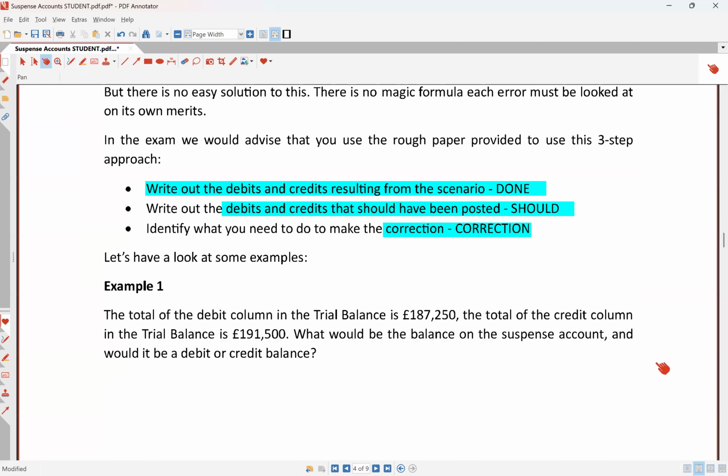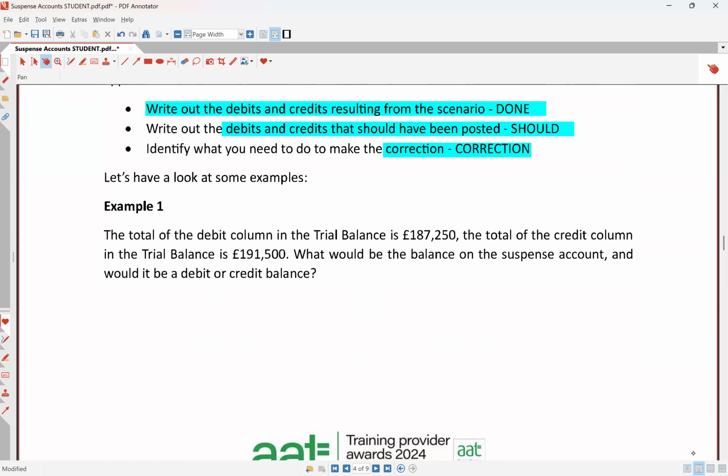Now, first off, let's identify very much a level 2 type question here. The total of the debit column in the trial balance is 187,250. The total of the credit column in the trial balance is 191,500. What would be the balance on the suspense account and would it be a debit or a credit balance? So if we've got these totals, I'm a very visual person, I need to see this. So I've got debits as 187,250. So pop that down, 187,250 on my debit side. And on my credit side, I've got 191,500.